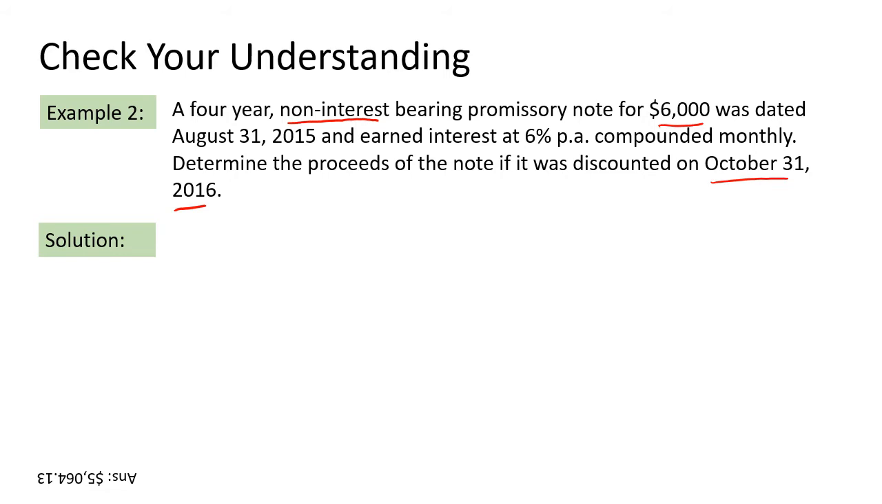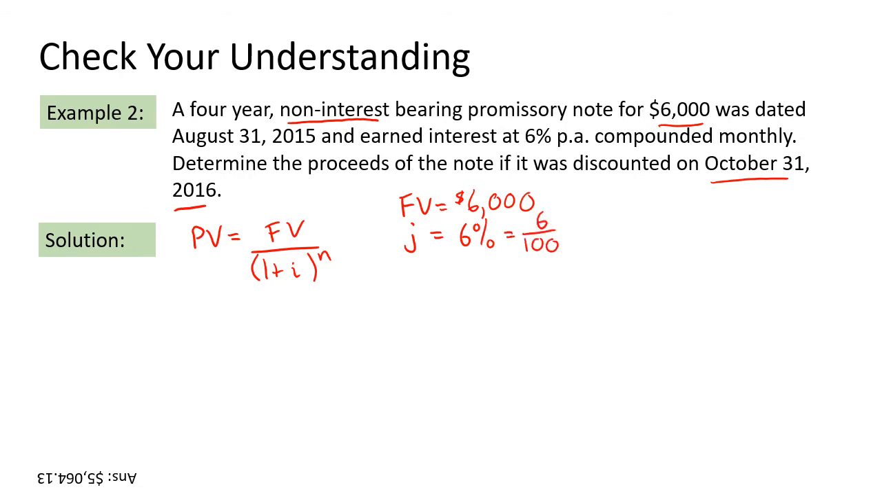So to do that, first, I'm going to start with the formula. Your present value is equal to your future value divided by 1 plus the periodic interest rate I raised to the exponent n, the total number of compounding periods. So let's look at the information that we know. We know the future value is $6,000, and that's because this is a non-interest bearing note. The nominal interest rate is 6% provided in the question, which is the same as 6 divided by 100, removing the percentage sign, which equals 0.06.